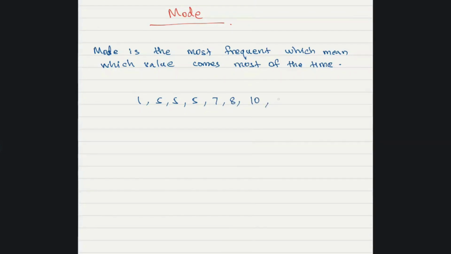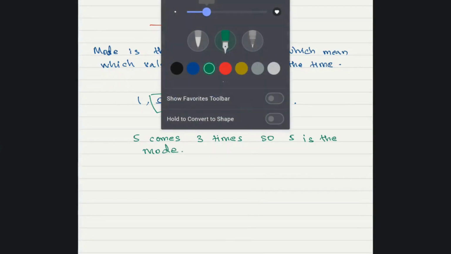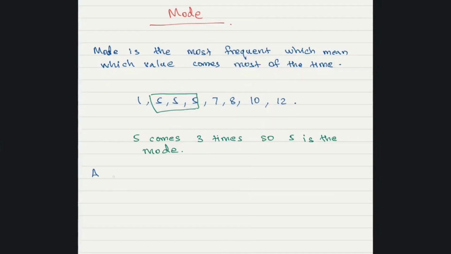For example, I have 1, 5, 5, 5, 7, 8, 10 and 12. So here 5 appears 3 times. So here in this data set 5 is the mode. Other values like 1, 7, 8, 10, 12 come only one time. So those are not the mode, only 5 is the mode. And in one data set, there can be more than one mode.